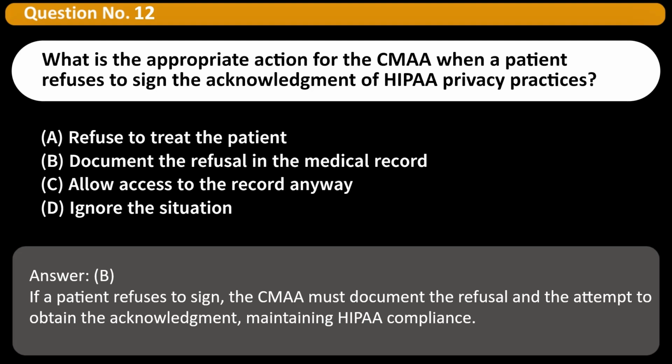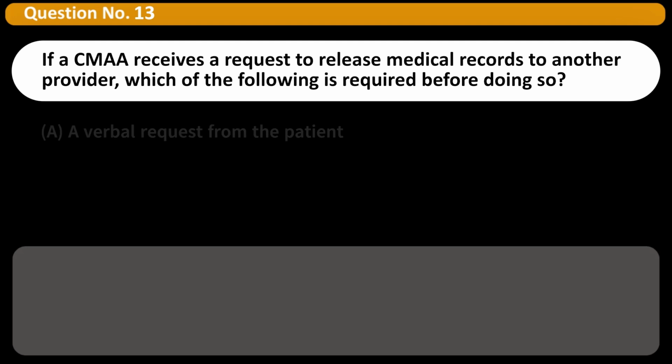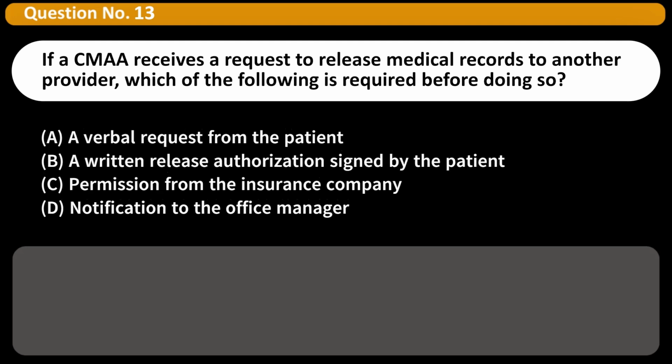If a patient refuses to sign, the CMAA must document the refusal and the attempt to obtain the acknowledgement, maintaining HIPAA compliance. If a CMAA receives a request to release medical records to another provider, which of the following is required before doing so? A.